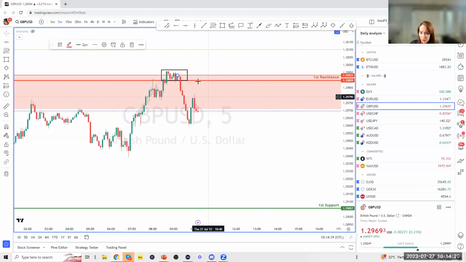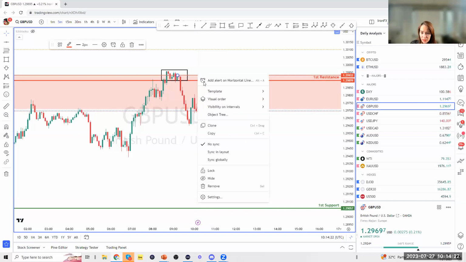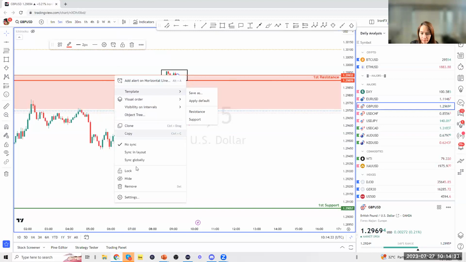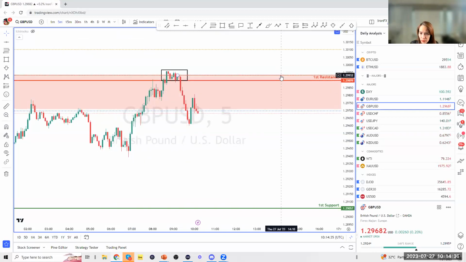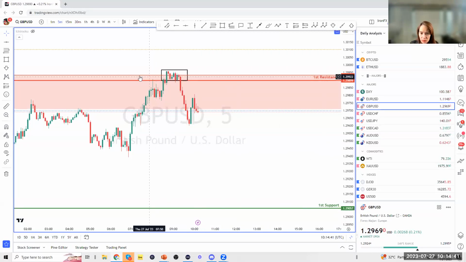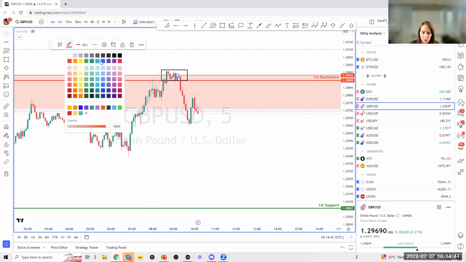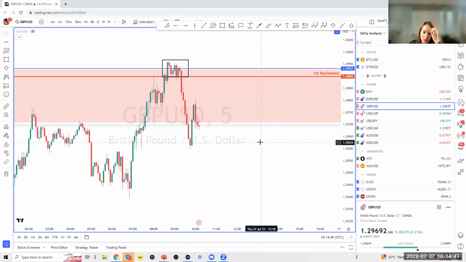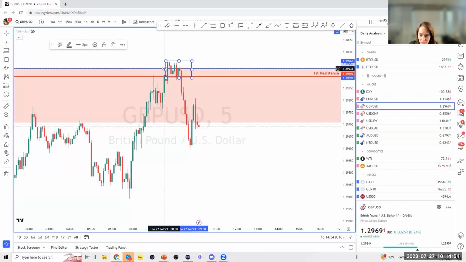Okay, this is my entry here. This is my sell entry. Okay, so why entry here? Because I saw that price could not go above this box, so I drew something like this.